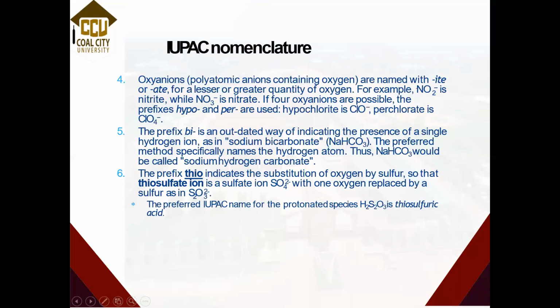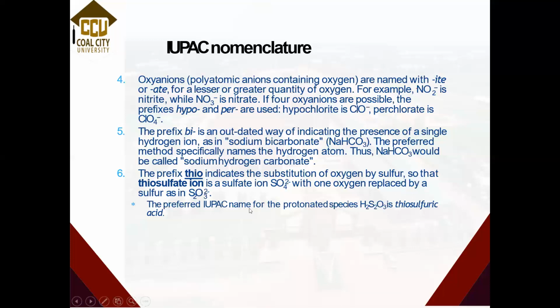Also, we have the prefix thio, which indicates the substitution of oxygen by sulfur, so that we have a thiosulfate ion. It is a sulfate ion, SO4 2-, with one oxygen replaced by a sulfur, as in S2O3. You can see SO4 here is the sulfate. This is a normal sulfate, but once I add a sulfur and remove one oxygen and I have S2O3, I call it a thiosulfate. So that word thio simply signifies sulfur. Is that okay? Whenever we introduce sulfur to a compound, we introduce the word thio to indicate that sulfur.